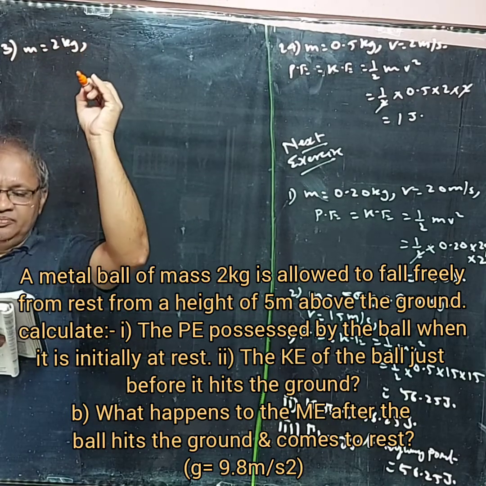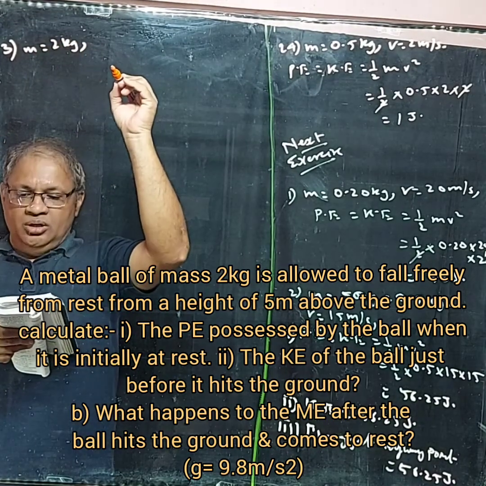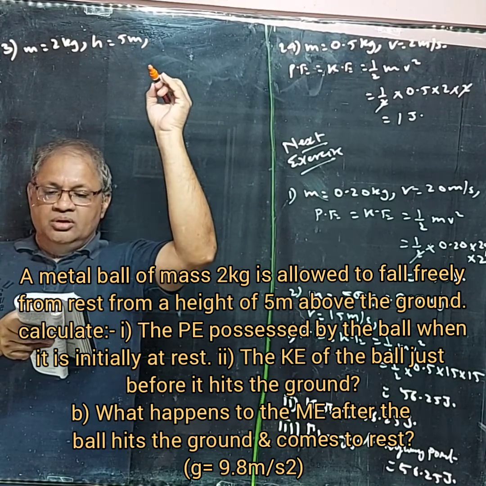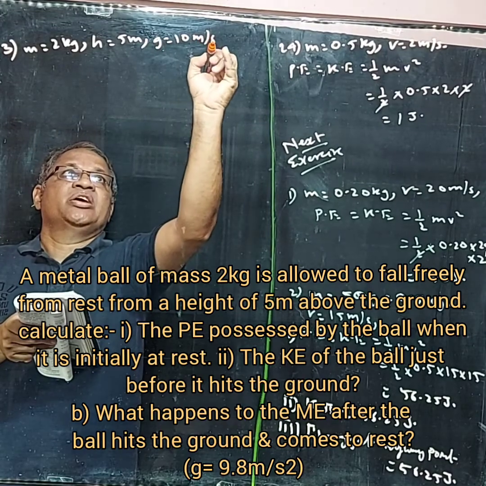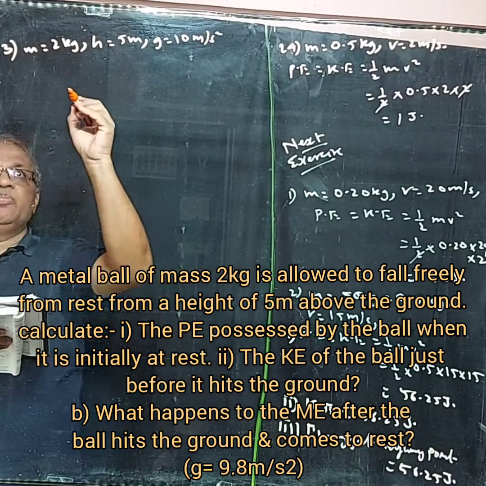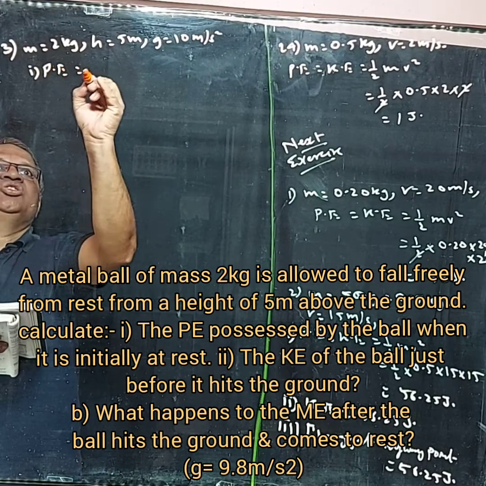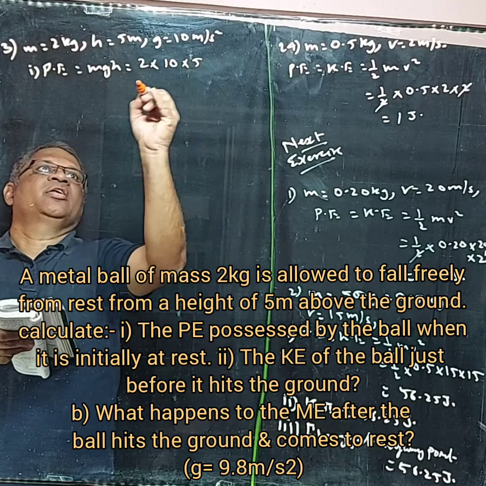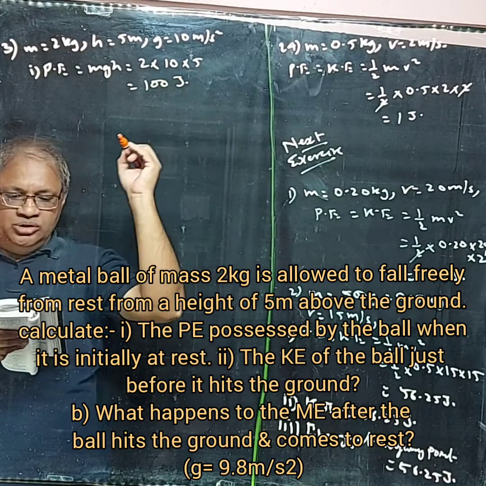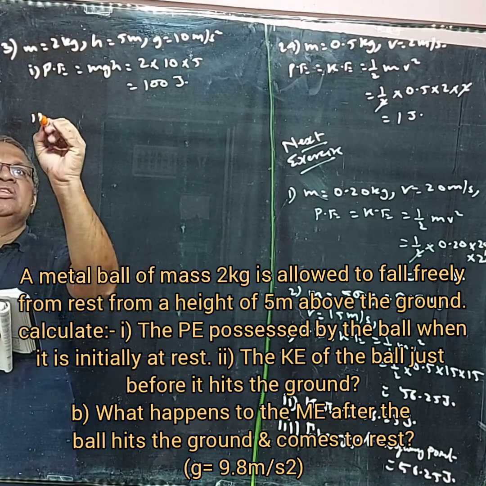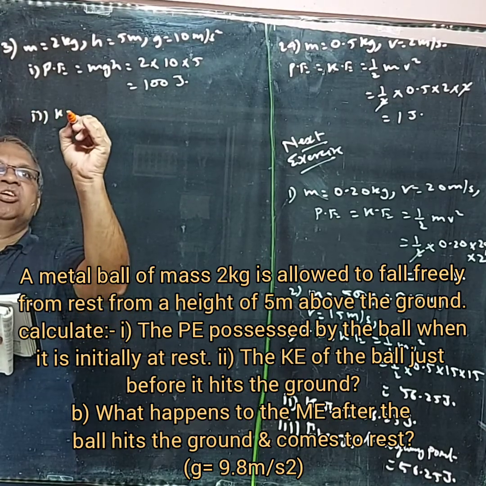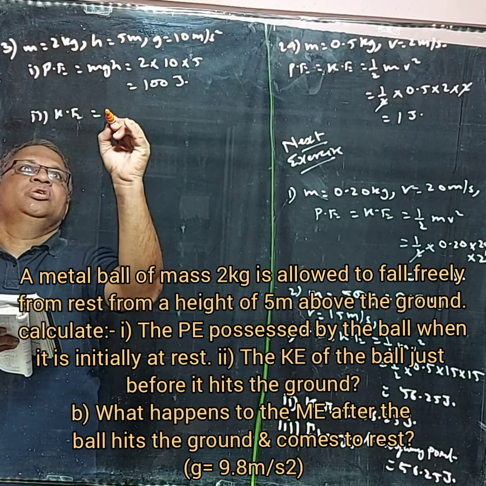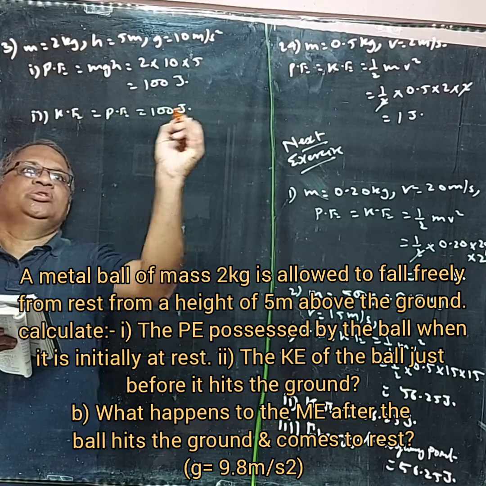Mass is 2 kg, height is 5 meter, g is 10 meter per second square. Calculate the potential energy. Potential energy is mgh, 2 10 5, 100 joules. Then second part, kinetic energy. Velocity is not given, so same as potential energy, 100 joules.